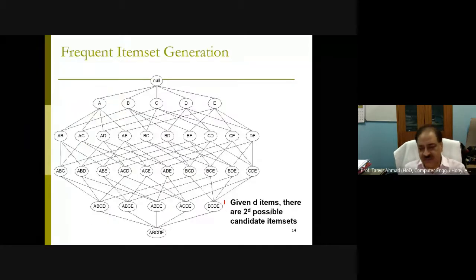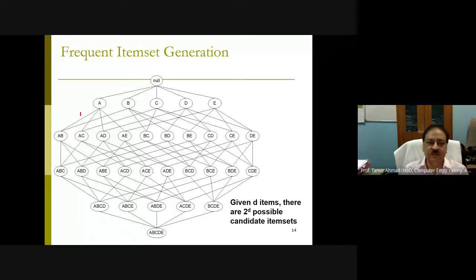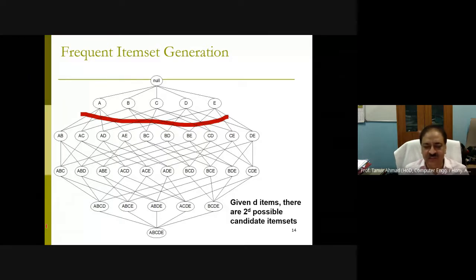Now let us come to this figure which tells the whole story. Suppose you are given 5 items, and these are the 5 items over here, and you want to generate all the possible candidate item sets. I will generate 2 to the power of 5 possible candidate item sets. And this is the lattice which shows how you generate them. You start from null, then you have A, B, C, D, E, then you combine A with B, A with C, A with D, A with E.